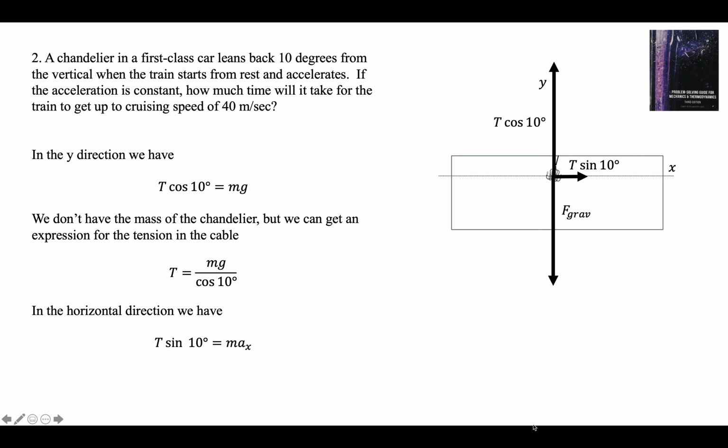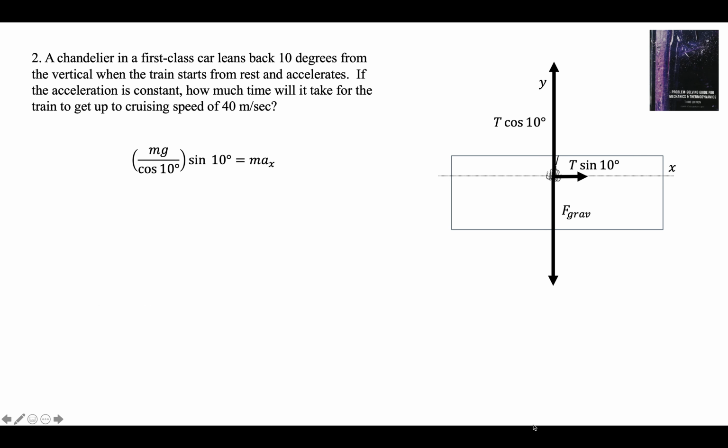In the horizontal direction, we have one force. It's T sine 10 degrees, and we set that equal to ma sub x. Now we have two unknowns, T and a sub x, but we can get T from the y direction. T is mg over cosine 10 degrees. So I'm going to take the expression we have from the y and put it into the x equation. So we have mg over cosine 10 degrees, which is the T, times sine 10 degrees is ma sub x. Now the masses cancel, which means it doesn't matter what the mass of the chandelier is. It's going to be 10 degrees if the train is accelerating the same way.